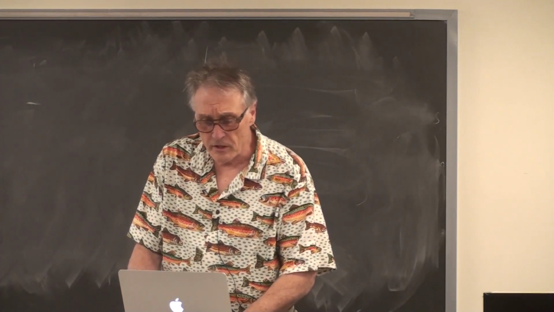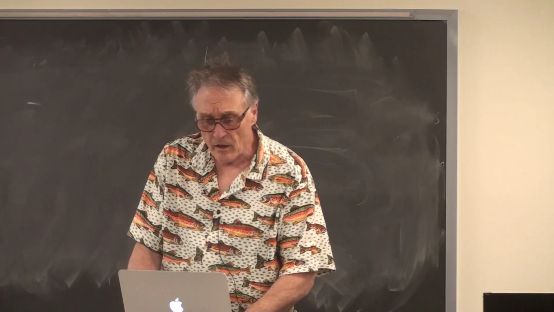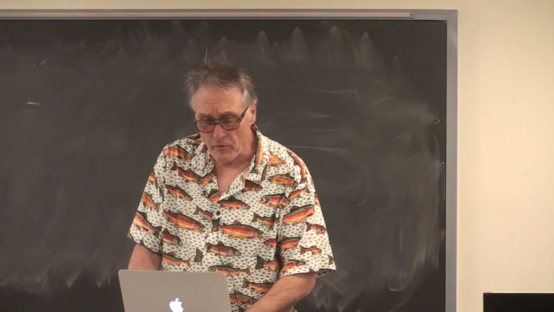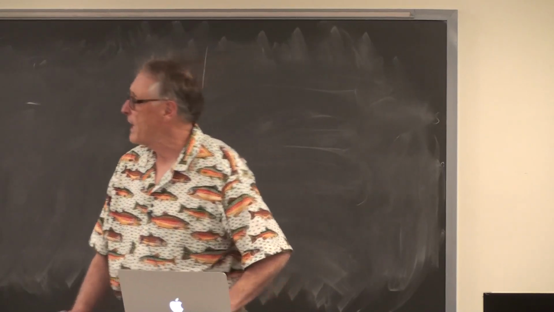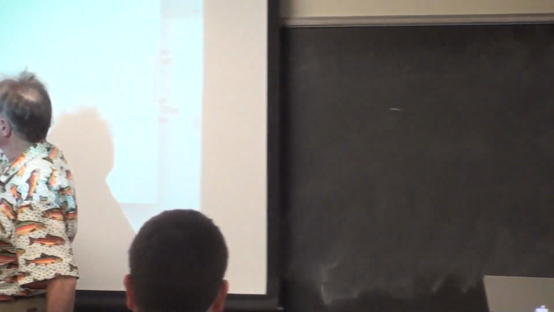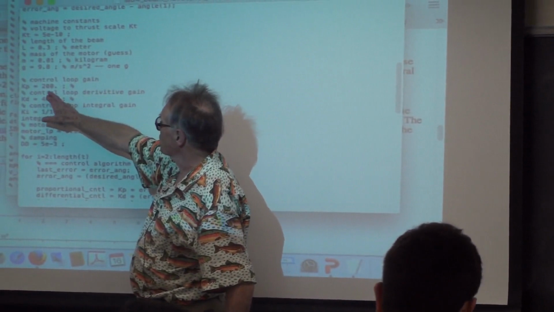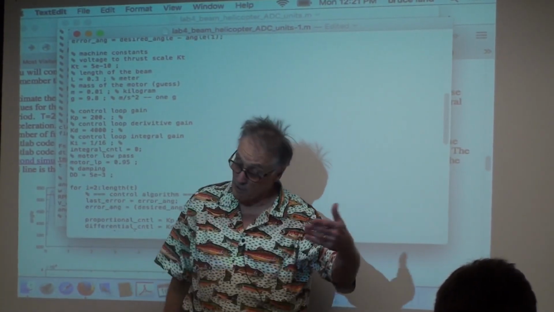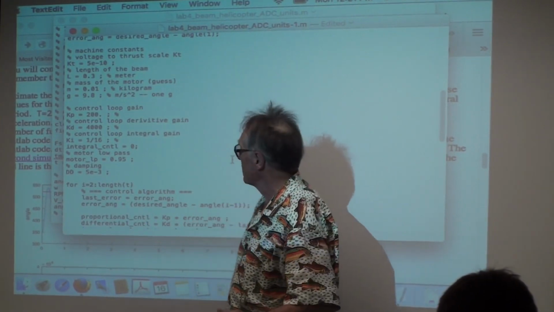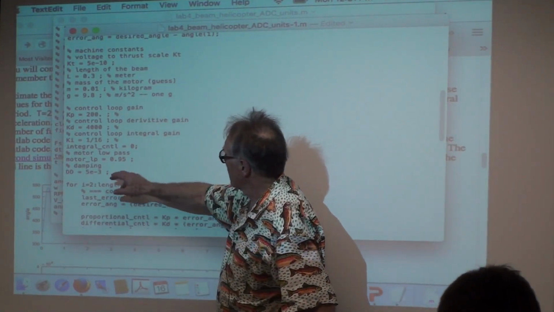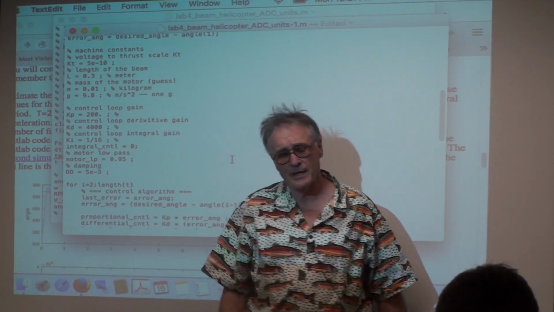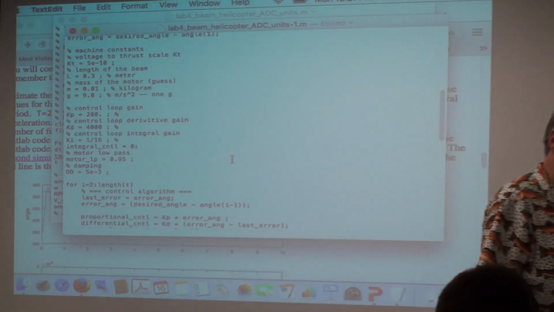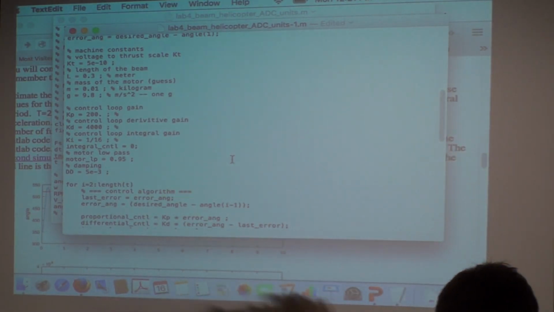There's a whole bunch of initial conditions and a whole bunch of guesses about parameters. The part that you're going to end up designing for this exercise are the control constants: a proportional term, a differential term, and an integral term, which we'll talk about later in the lecture. The motor low pass was my guess about the speed at which the motor accommodates a new voltage, so it's part of the physics, which you wouldn't modify.